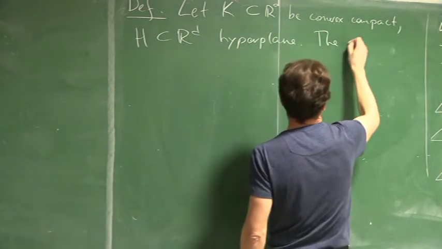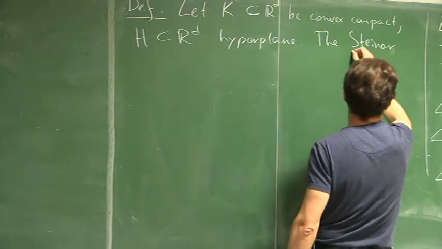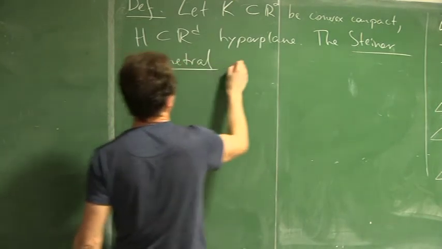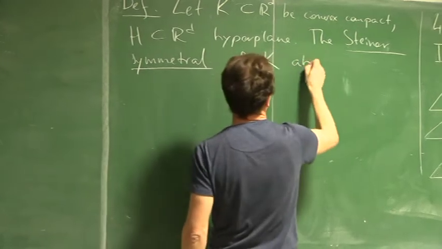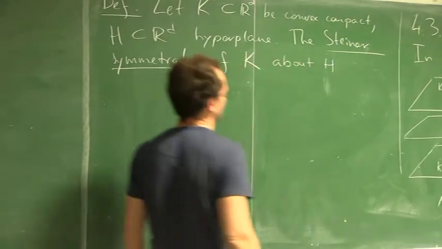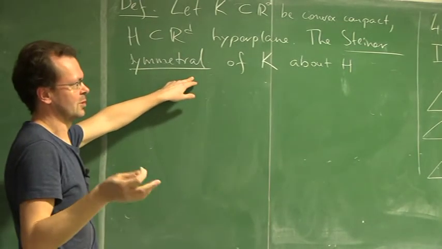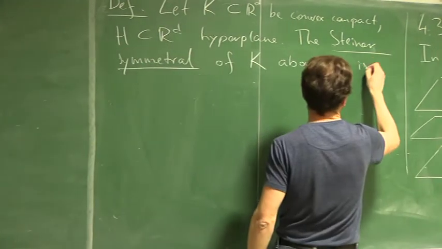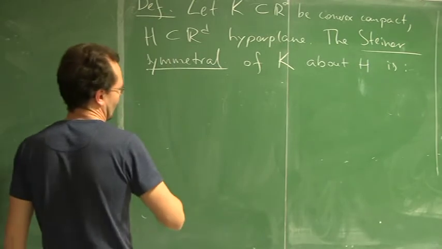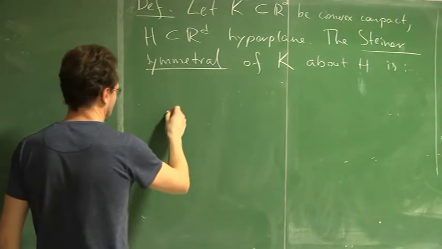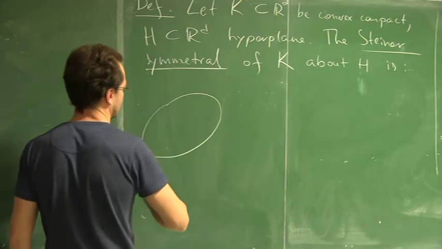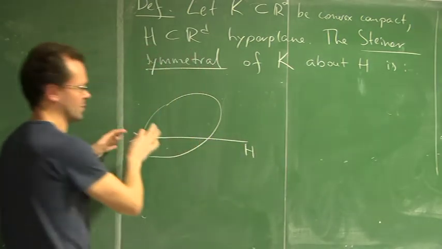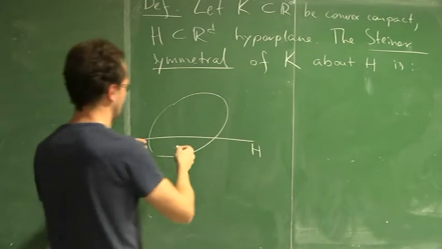Then the Steiner symmetral of K about H is constructed as follows. Let me draw a picture first. So this is K, and this is H. The picture is in dimension 2, but one can easily imagine anything in higher dimensions.